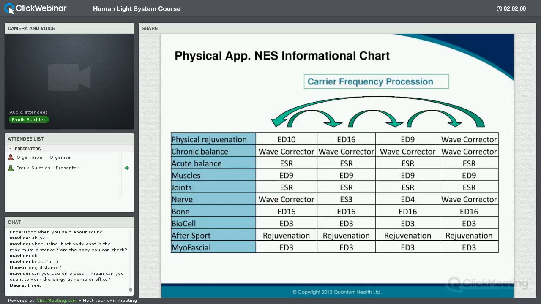This is a bit technical, but I put a slide in to show you a little bit that every app, like Chronicle Balance, like Acute Balance, like Muscle, will have more things in it than just one frequency and one information pattern.